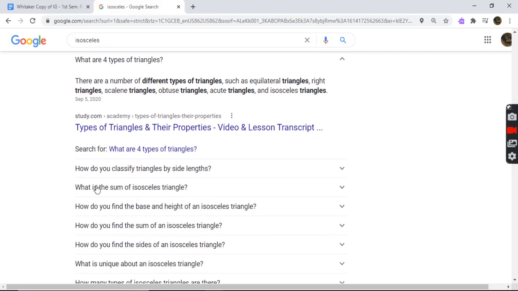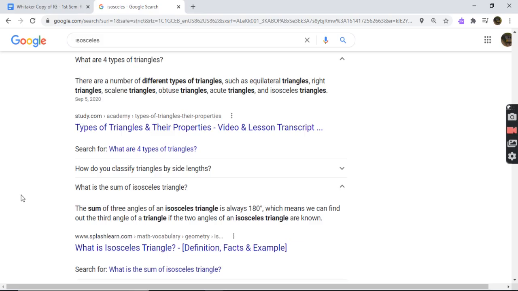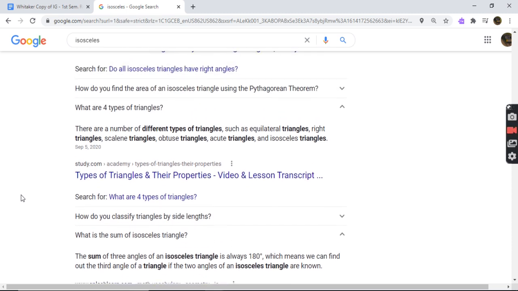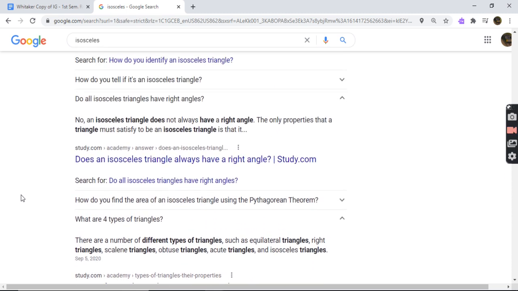Alright, 9. What is the sum of the angles of an isosceles triangle? The sum of the three angles of an isosceles triangle is always 180 degrees. You should know that in geometry, which means we can find the third angle of the triangle if the two angles of an isosceles triangle are known. Alright, 2 more questions, and that'll be it for now.